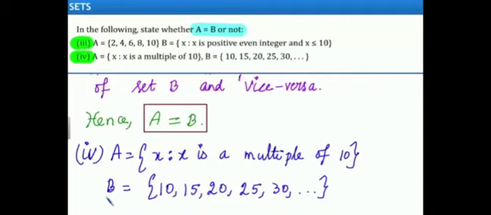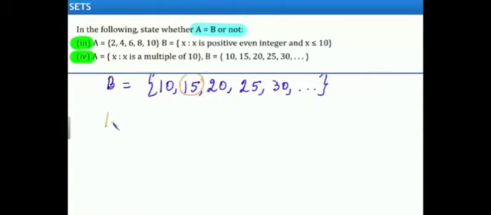So A is equal to {x, where x is a multiple of 10}, but in B, 15 and 25 are not multiples of 10. 15, 25 all are not multiples of 10. So 15 belongs to B, but 15 does not belong to A, and so on. Hence A does not equal B.